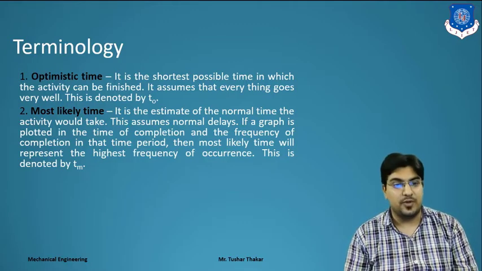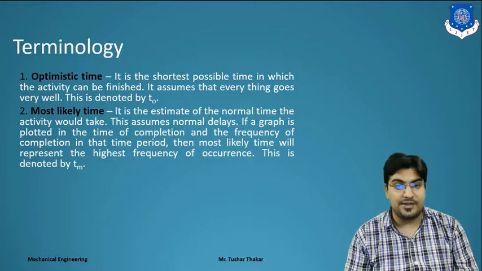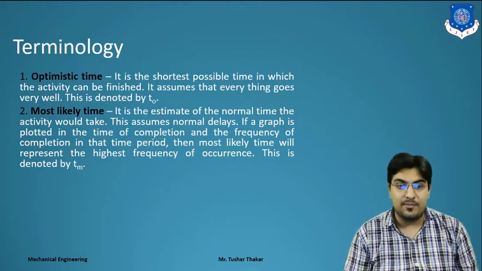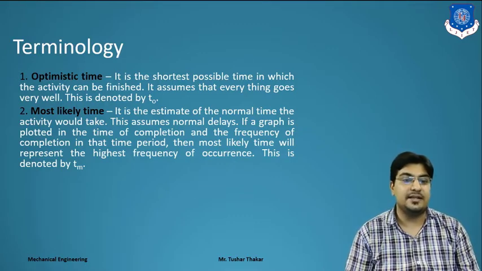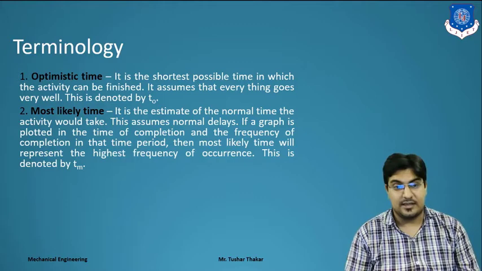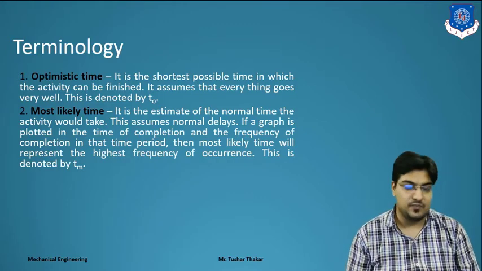If a graph is plotted of the time of completion against the frequency of completion in that time period, then the most likely time will be represented by the highest frequency of occurrence, and that is denoted by Tm.